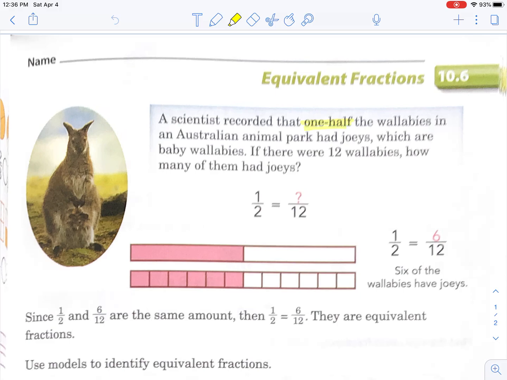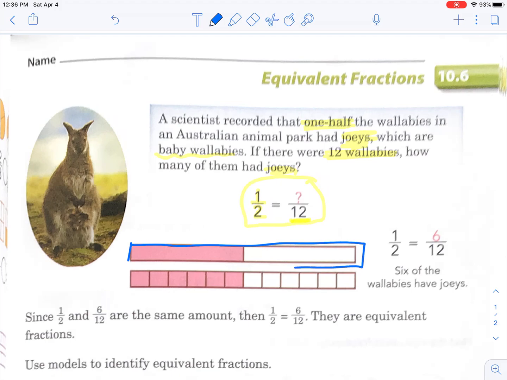A scientist recorded that 1/2 of the wallabies in an Australian animal park had joeys, which are baby wallabies, if you didn't know. If there are 12 wallabies, how many of them had joeys or babies? Okay, so this would be the math equation for that. If there's half of all the wallabies that have babies, how many babies were born to 12 wallabies? Well, let's look at that and figure it out through a picture.